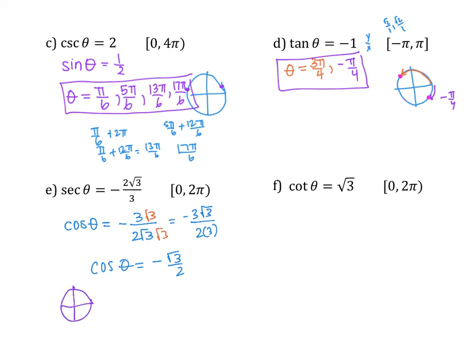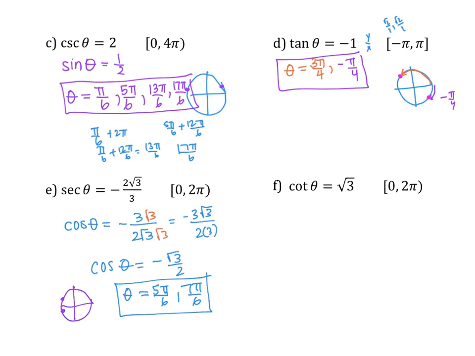Okay, cosine is -√3/2, so that's got to be x is negative, so here and here. Okay, what's my domain? 0 to 2 pi. That's good. That's the nice normal one I'm used to. That's my unit circle domain. So that is 5 pi over 6 and 7 pi over 6.